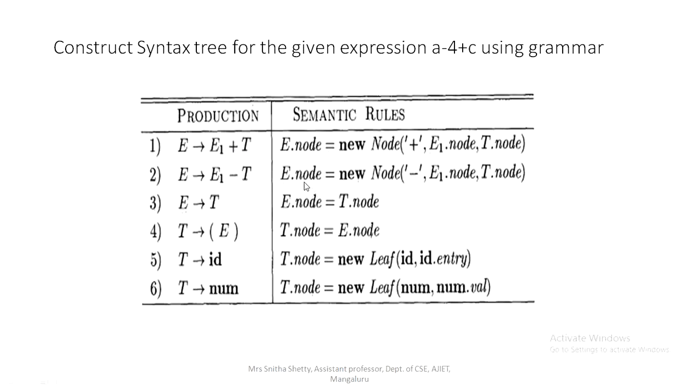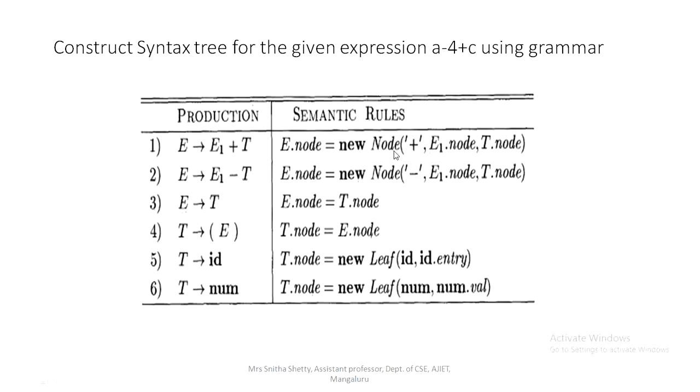The second one I'm writing: E dot node is equal to new node, operator is minus, E1 dot node comma T dot node. Next, E dot node is equal to T dot node. T dot node is equal to E dot node. T dot node is equal to new leaf node with the identifier, and you're entering the value, so ID dot entry. And the last one, T dot node is equal to new leaf num comma value. Okay, so these are the semantic rules, and I'm attaching these rules to the given production. We call this an SDD, syntax directed definition.